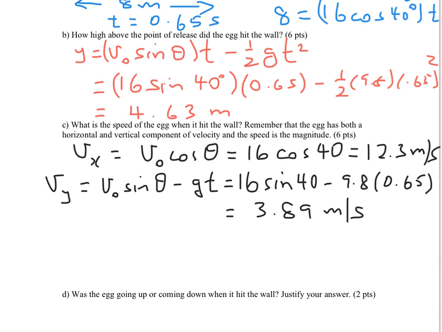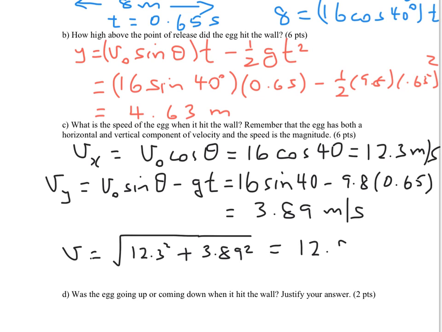So the magnitude of your velocity, the speed, v, is the square root of v sub x squared, which is 12.3 squared, plus v sub y squared, which is 3.89 squared. And from your calculator, it will be 12.9 meters per second.